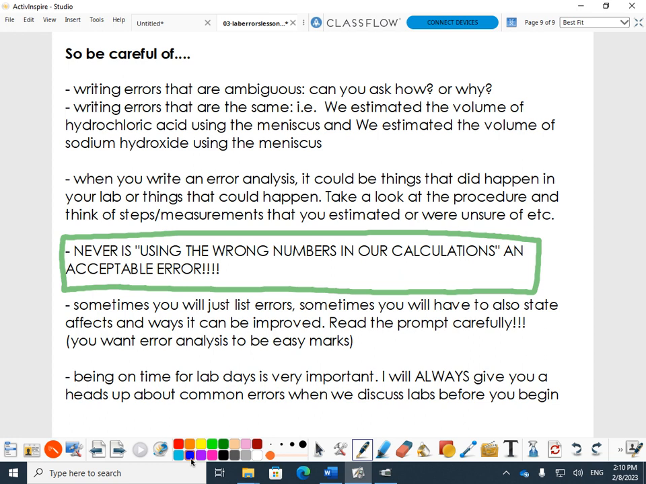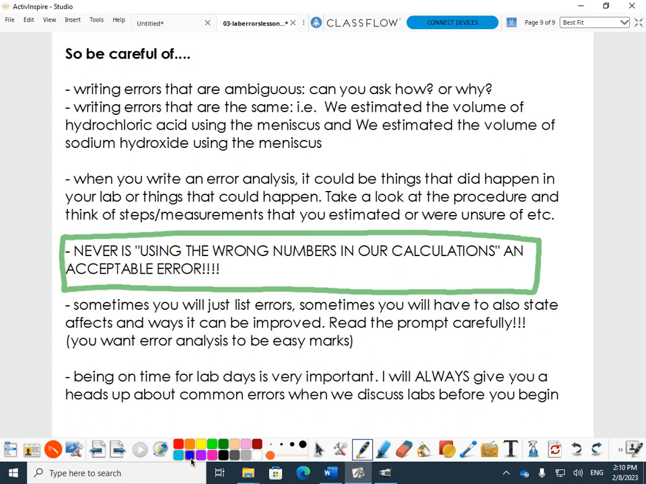Remember, we want errors to be easy marks, okay? Usually people lose marks on errors because they write this, or they only do 2 instead of 3. And unfortunately, then I can't even give you part marks, right? So being on time will be important. I will always give you a heads up, like, hey, watch out for this. And even as I'm talking, if I say there are common lab errors, jot it down, okay? And that can be one of your errors.